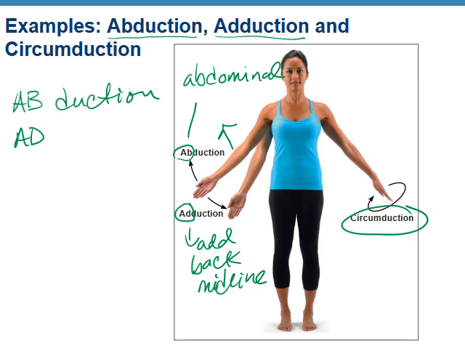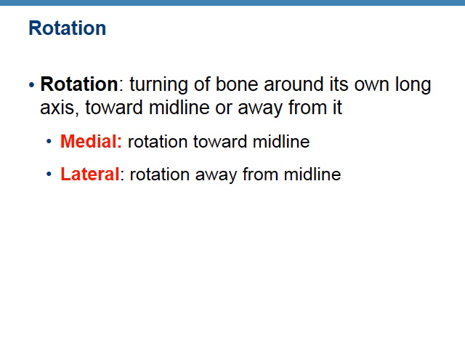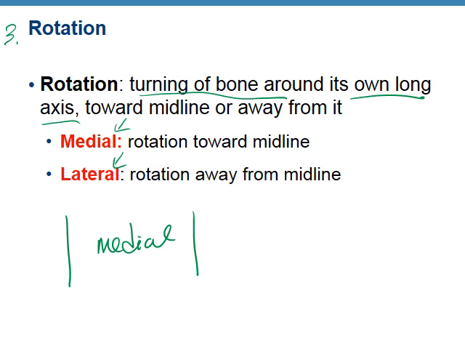Circumduction is the combination of the two. In order to make circles, that's how most people think of it, as making circles, you have to do both abduction and adduction. Now we're on the third category. If you go back to your outline, we're talking about rotation, turning the bone around its own axis, either a medial or lateral rotation. So remember, medial is in the middle and lateral is on the side.